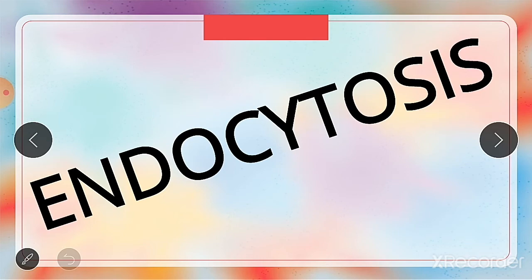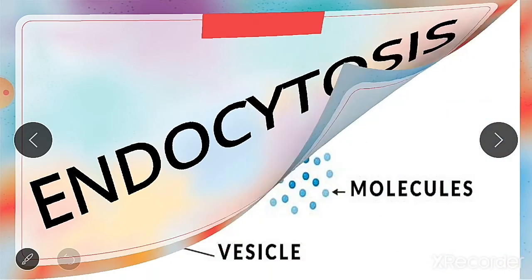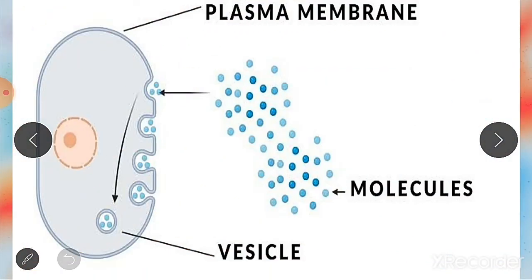Then next is endocytosis. What is endocytosis? Let us see. The flexibility of the cell membrane also enables the cell to engulf food and other materials from the external environment. We have already seen the structure of amoeba, and in amoeba it forms the pseudopodia and engulfs the food material. Okay, so that is known as endocytosis. So these processes are known as endocytosis.